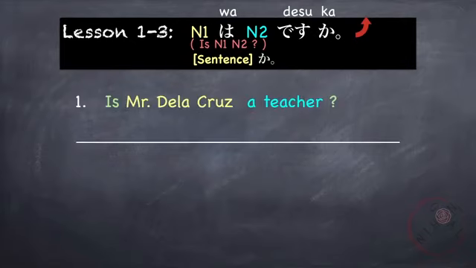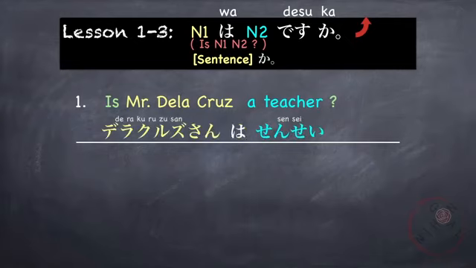Let's take a look at this example. Is Mr. De La Cruz a teacher? So, using the N1 wa N2 desu pattern, let's write De La Cruz-san wa sensei desu. This is the affirmative form of the sentence. If we want to make this a question, all we have to do is add ka at the end. The sentence now becomes, is Mr. De La Cruz a teacher? With a rising intonation.